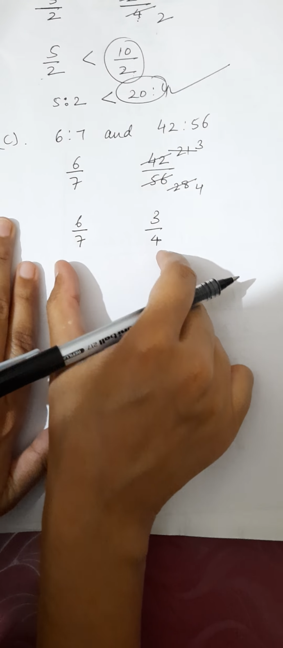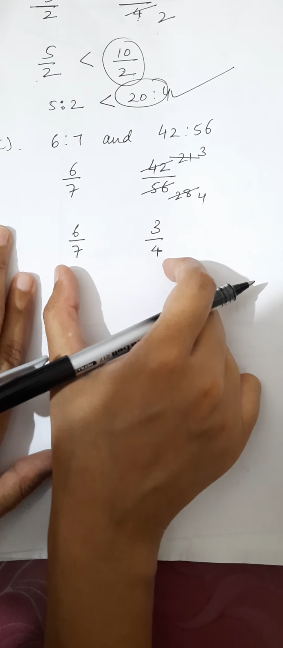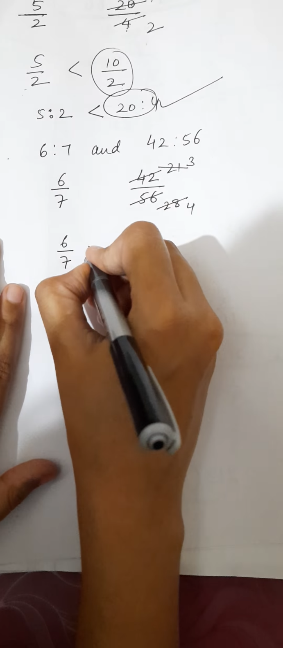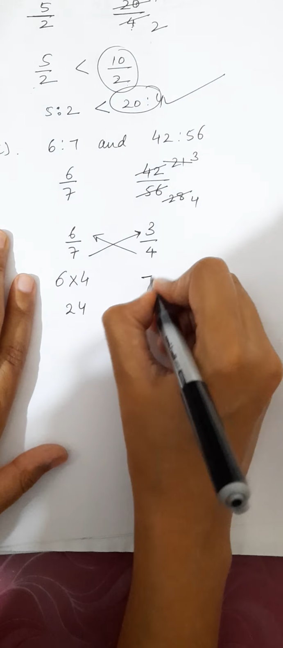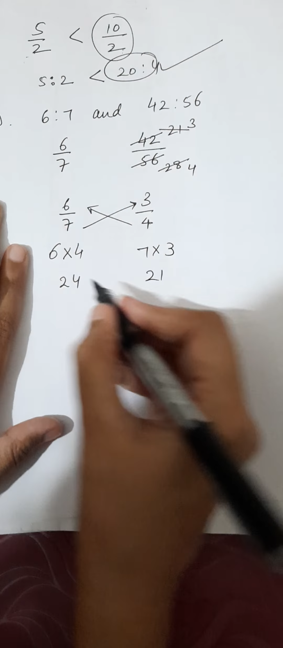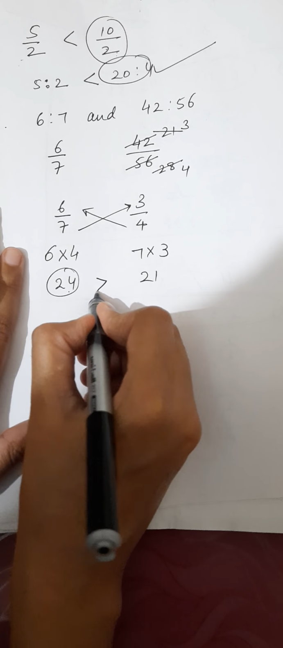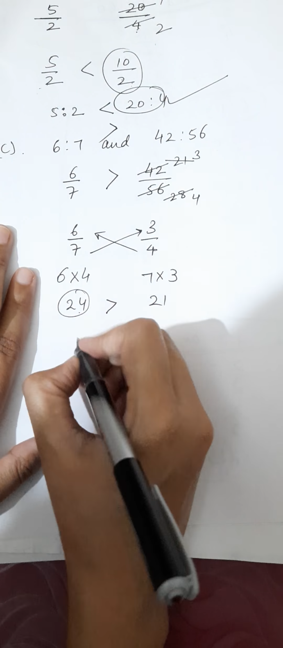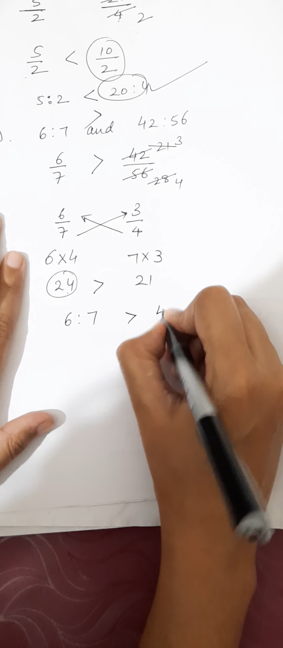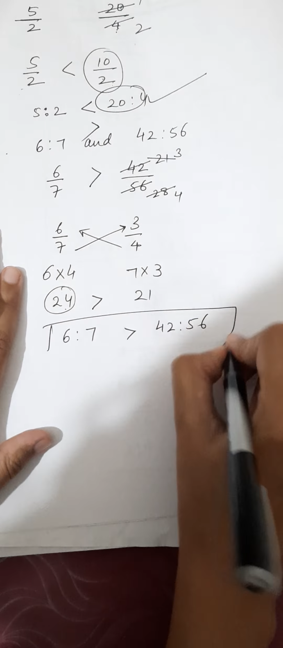Now still I am not able to find which fraction is the greater one. So for this I am going to do the cross multiply. It will be 6 4s are 24, 7 3s are 21. Now which is greater? 24. This side is greater, that means 6/7 is greater. That means 6:7 is greater than 42:56.